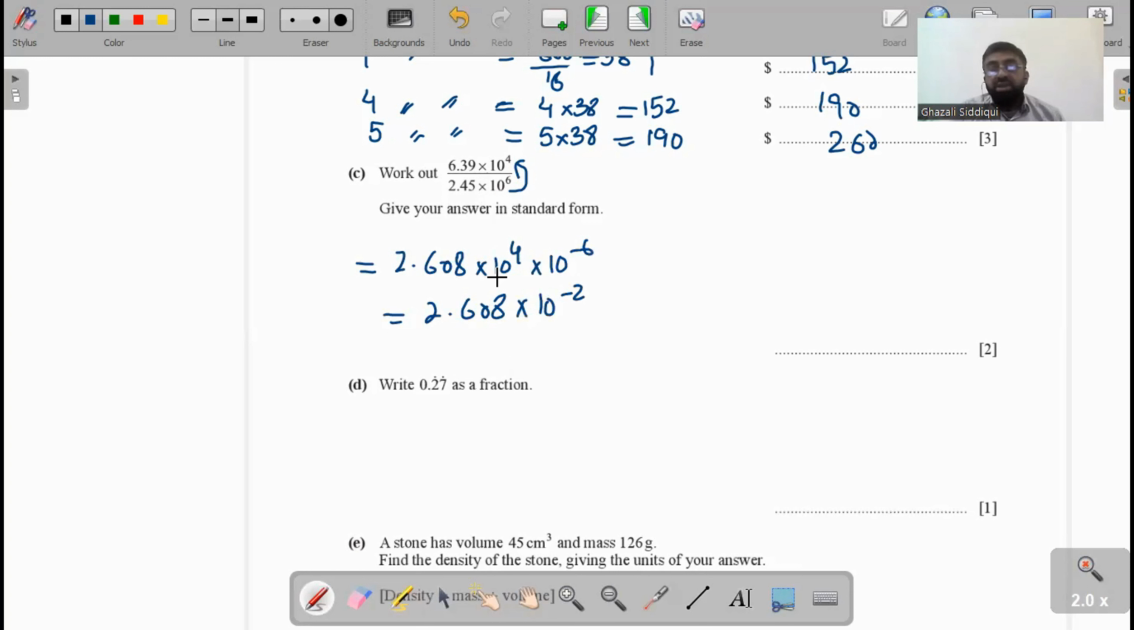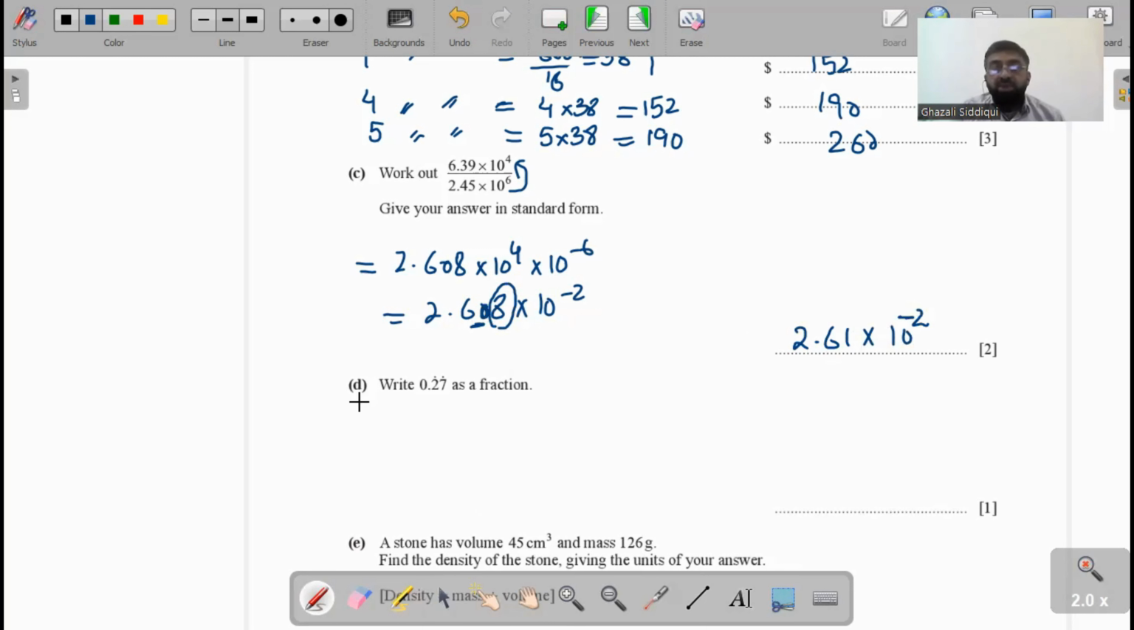We have to write the answer to 3 significant figures. The 0 is the last significant digit. To check, the neighboring digit is more than 5, therefore we can write 2.61. Therefore, the answer is 2.61 multiplied by 10 to the power minus 2.